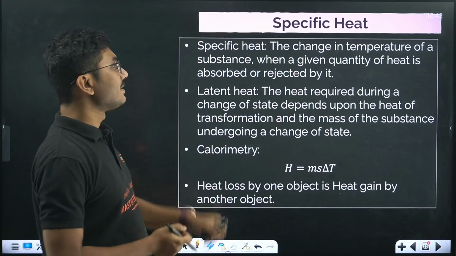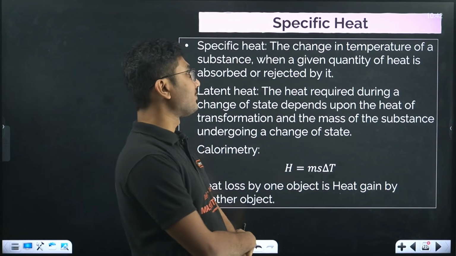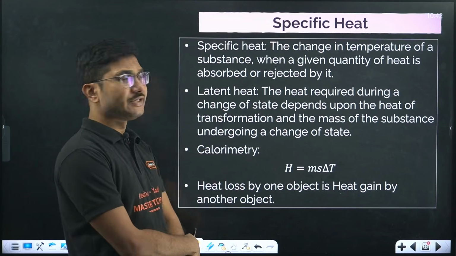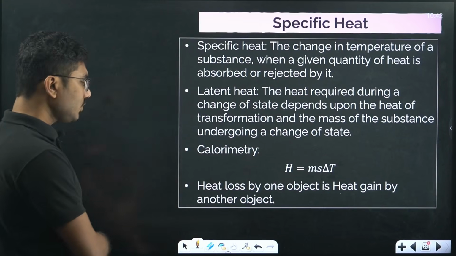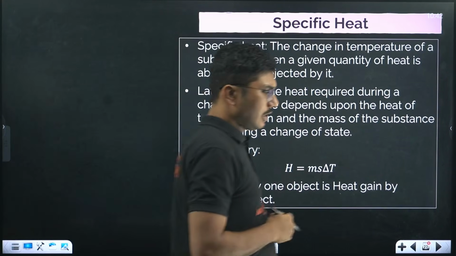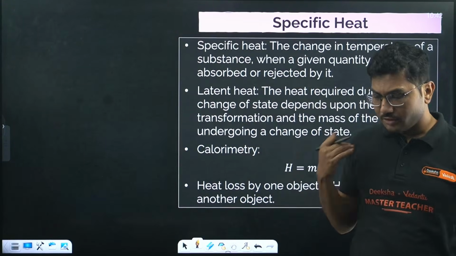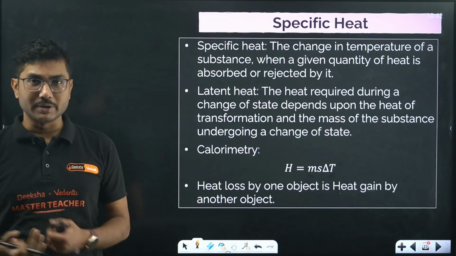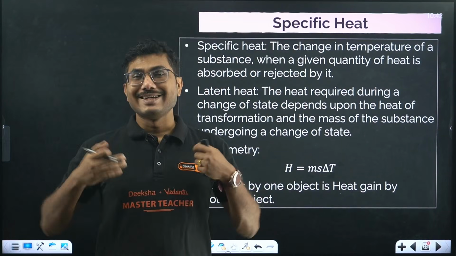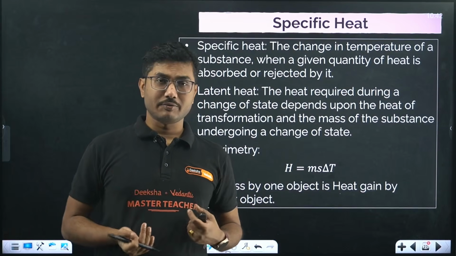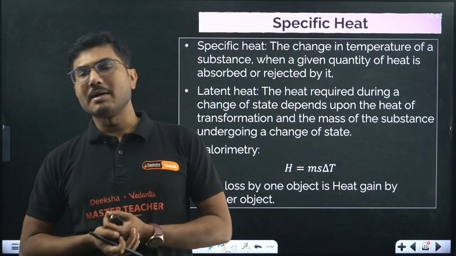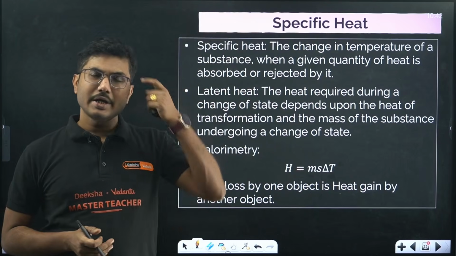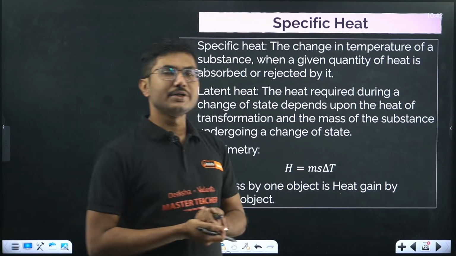So specific heat is the change in temperature of a substance when a given quantity of heat is absorbed or rejected by it. Okay, so you apply some heat, and application of heat does not necessarily mean that its temperature will increase uniformly. Different materials increase their temperature differently. For example, if you give a very high amount of heat to water, its temperature increases very little, because the specific heat of water is very high.